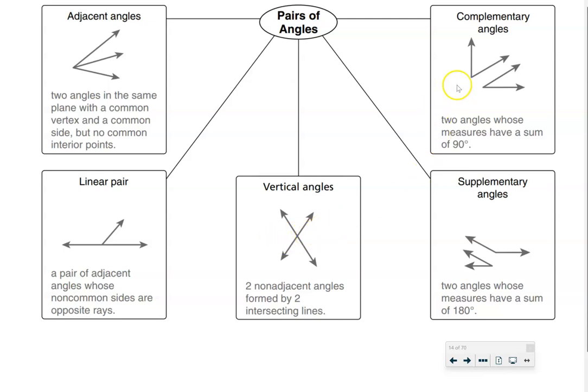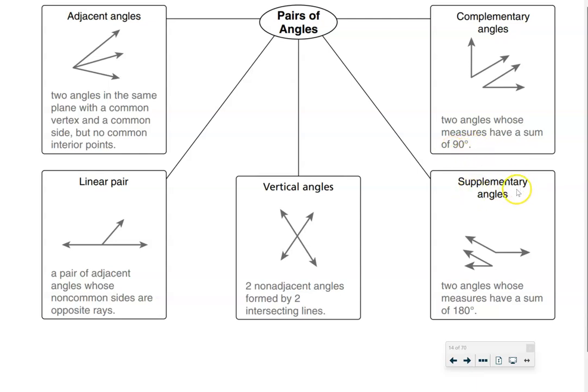All right, next up, complementary angles. Okay, two angles whose measures have a sum of 90 degrees. So that means if this was 30 degrees, a smaller angle, this other angle would be 60 degrees. Okay, complementary angles add up to equal 90 degrees.